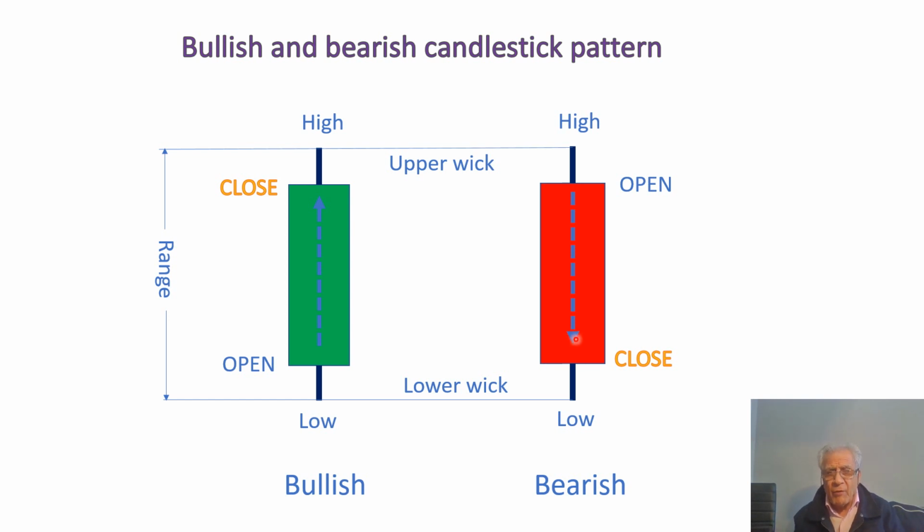So from now on, I'm going to ask these two questions. Who is in control, the bull or the bear? Where did the candle close relative to its range? If it closed near the high, that's a bull. If it closed near the low, that's a bear.